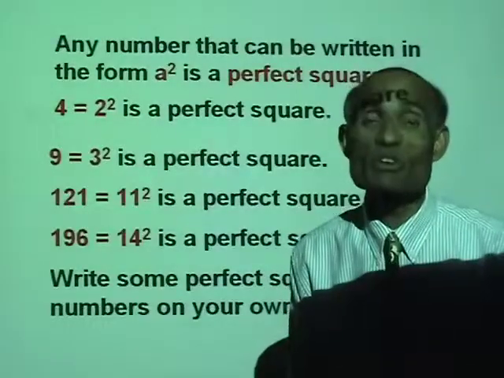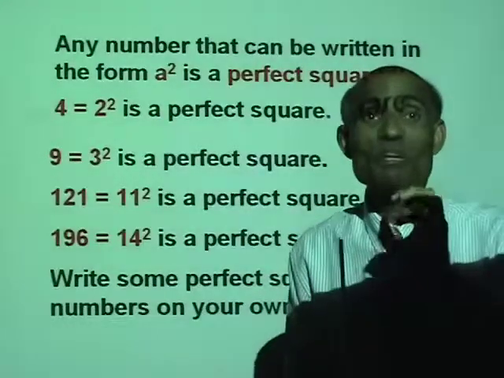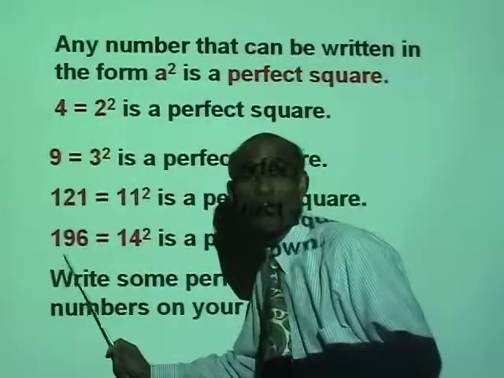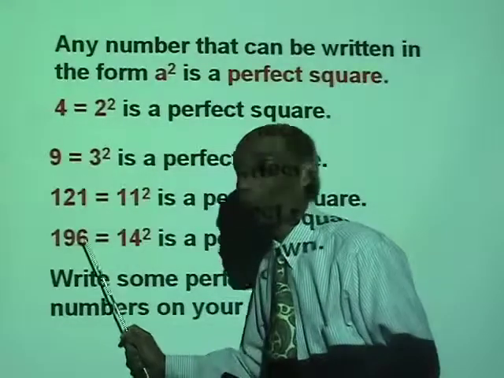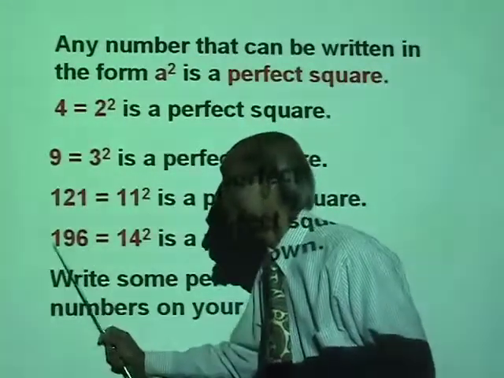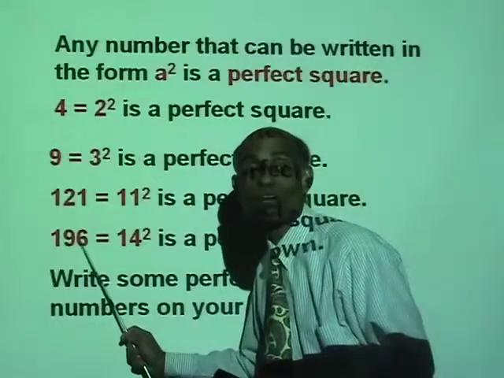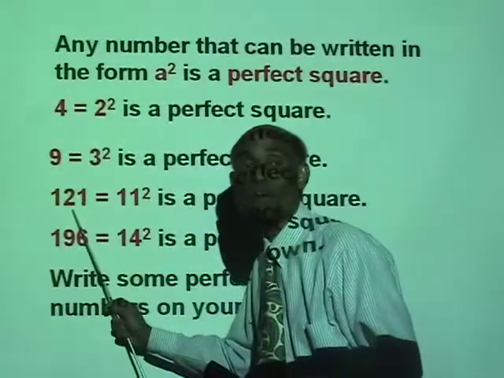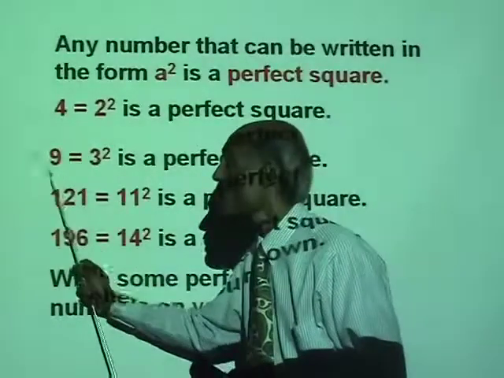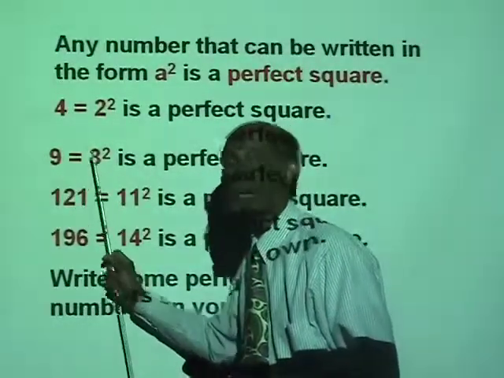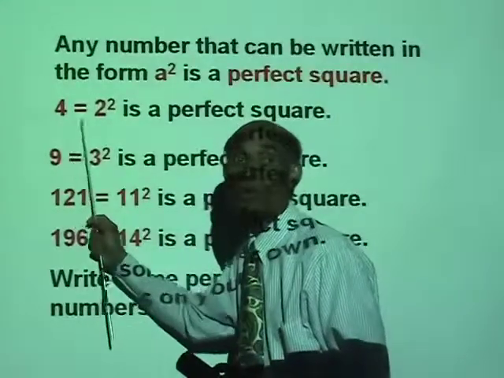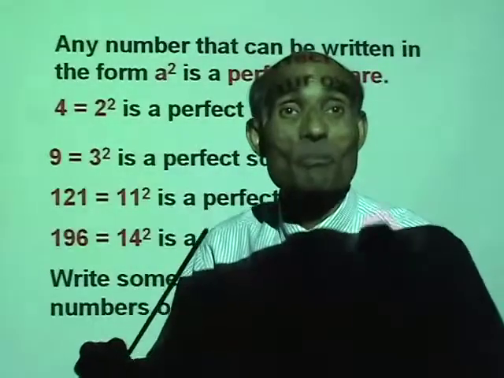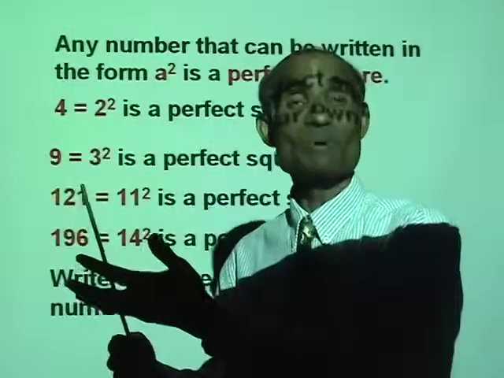Now, what is the advantage of identifying perfect squares? You see, 196 is a perfect square. What is square root of 196? Square root of 196 is 14. What is square root of 121? It is 11. What is square root of 9? It is 3. What is square root of 4? That is 2. So, square root of a perfect square is a whole number.